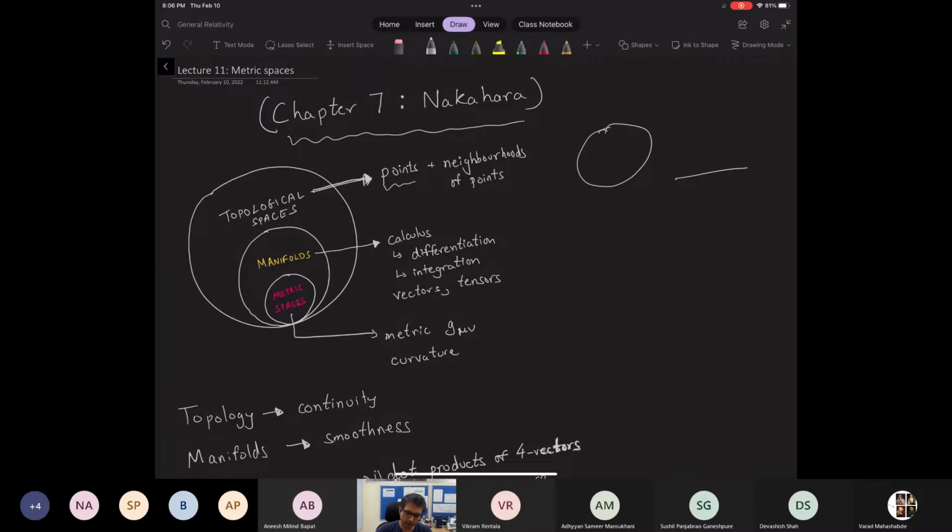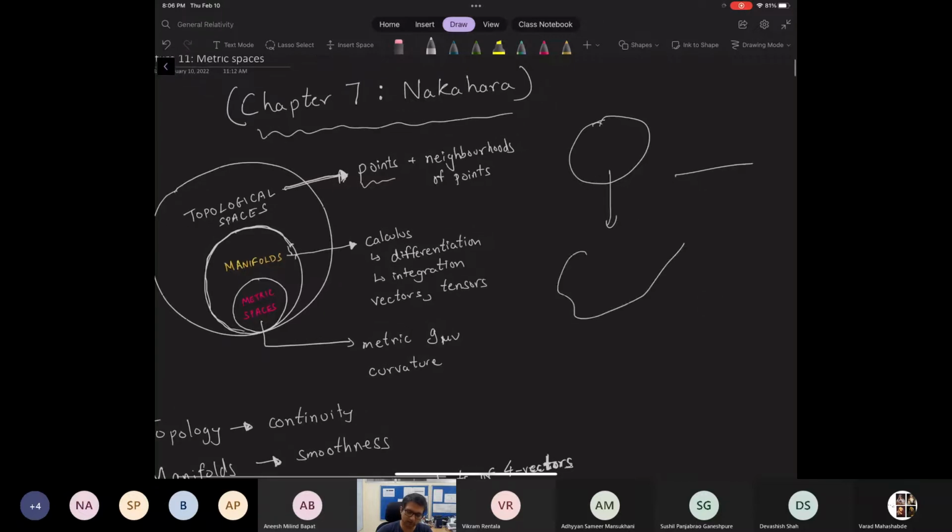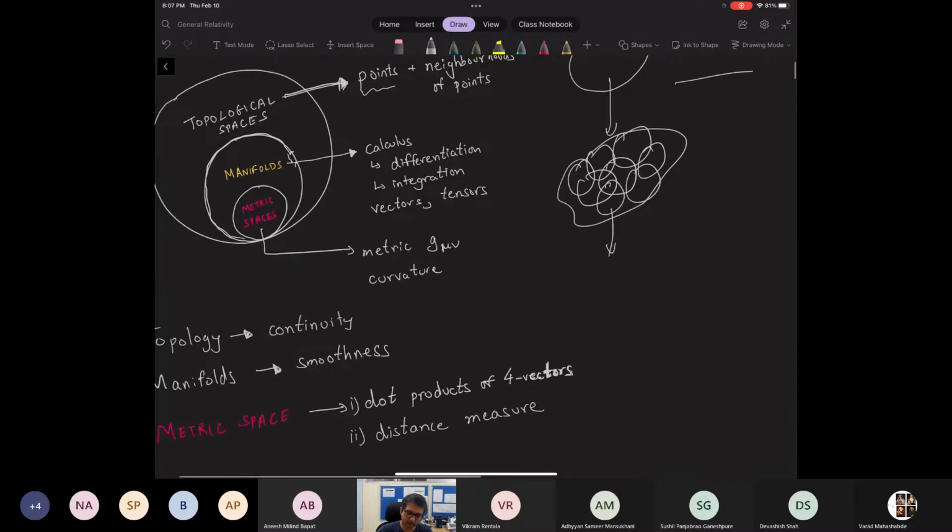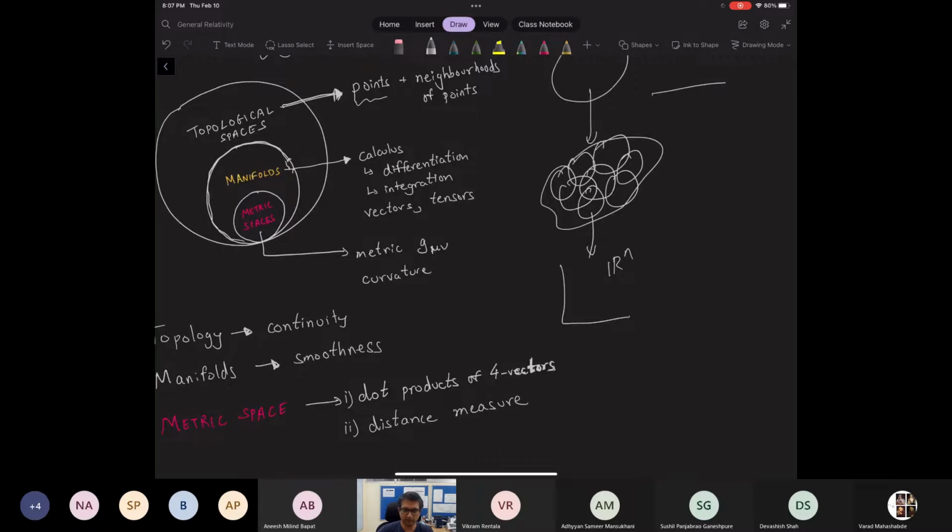Then we went one step further and defined the notion of a manifold. A manifold is a topological space to which you give additional structure. What is this additional structure? You equip it with charts, which cover the manifold, are open subsets, and can be mapped to R^n. When you can do this, you can put coordinates on the manifold, and the smoothness of these charts guarantees that you can start doing things like calculus.